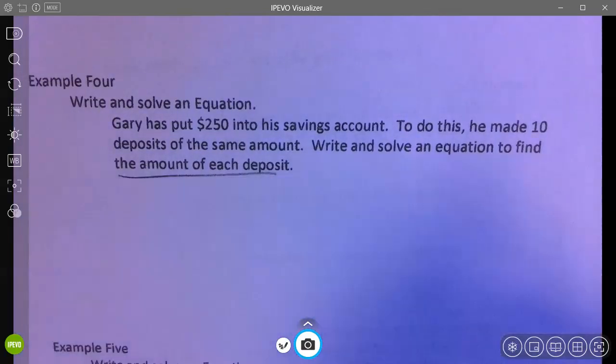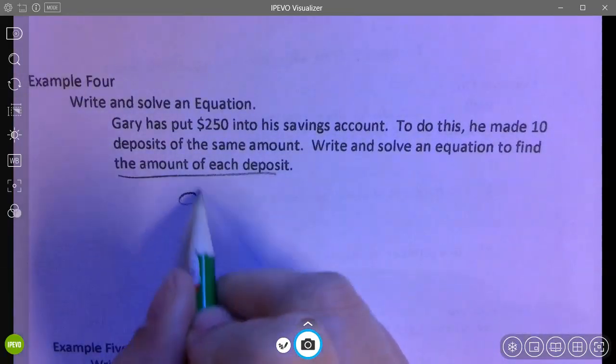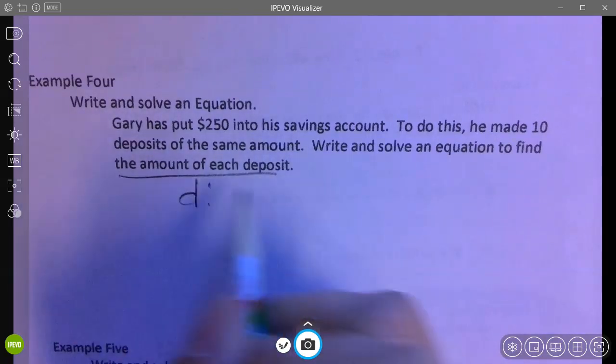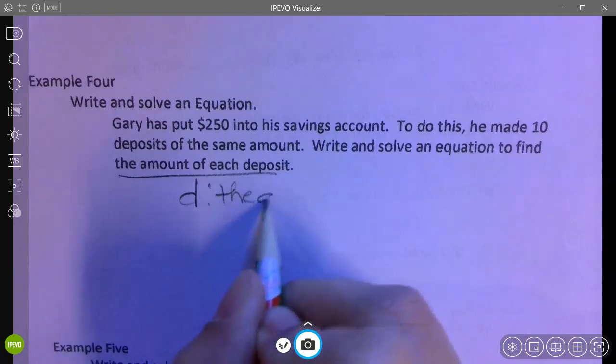Okay, so what are we finding out? The amount of each deposit. I'm going to put D for deposit. And I'm defining my variable. The amount of each deposit.